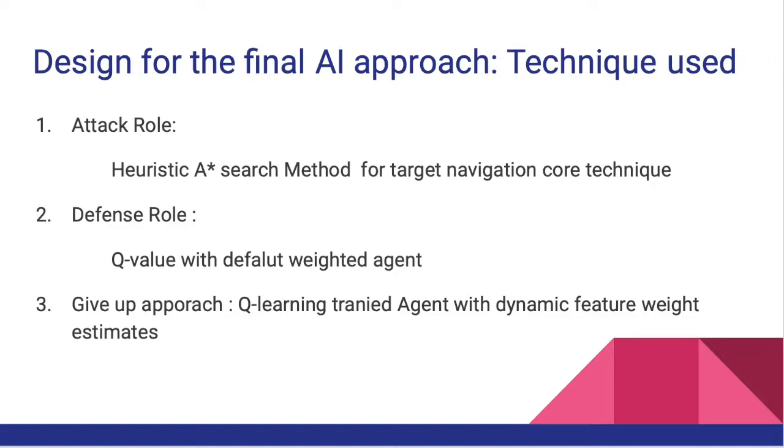Here are the techniques we have used for our project. For the attack role, we have used the heuristic A-star search method for target navigation as the core technique. For the defense role, we have used the Q value with a default weighted agent to capture the enemy. Initially, we wanted to have a Q-learning trained agent with dynamic feature weighted estimates. Because of the performance, we gave up this approach.